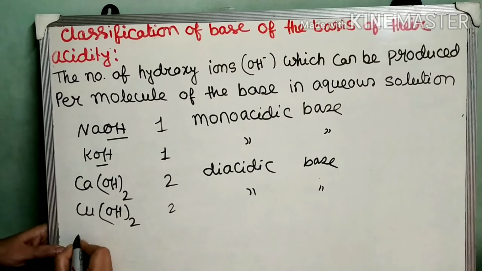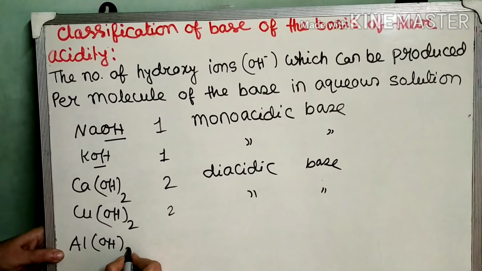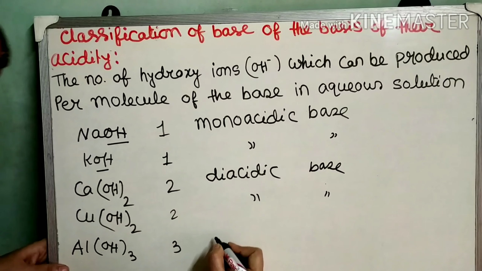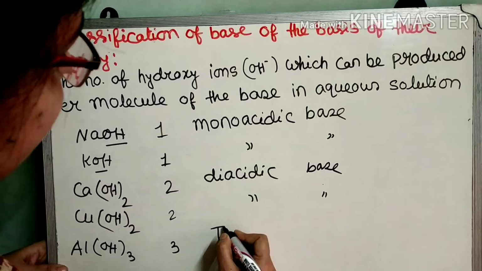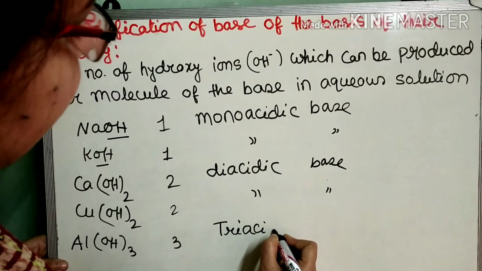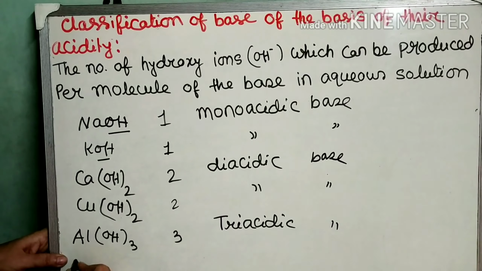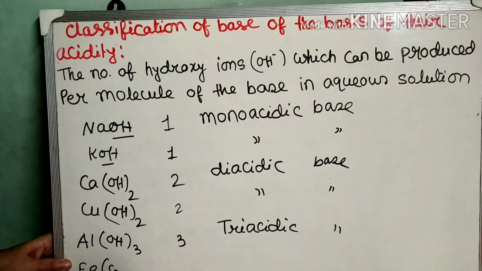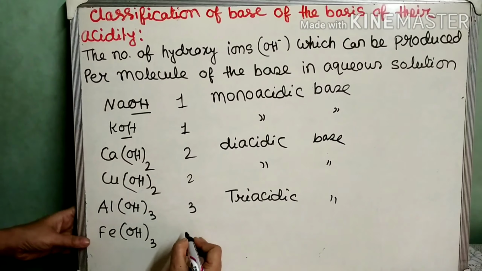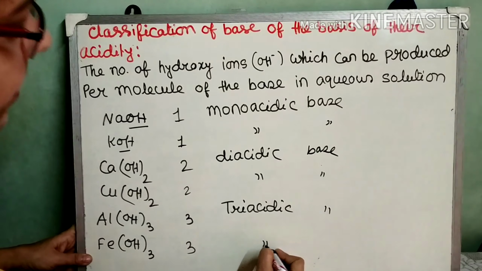Now Al(OH)3, number of OH minus ions 3, so it is considered a triacidic base. Fe(OH)3, number of OH minus ions 3, so it is also considered a triacidic base.